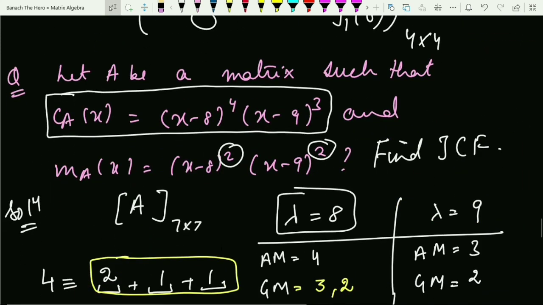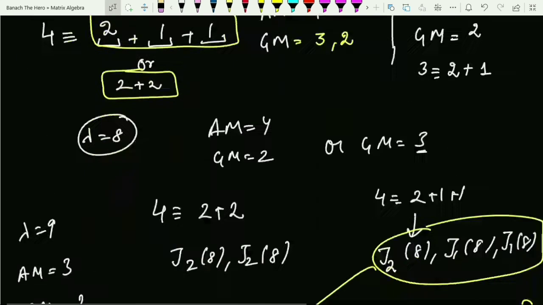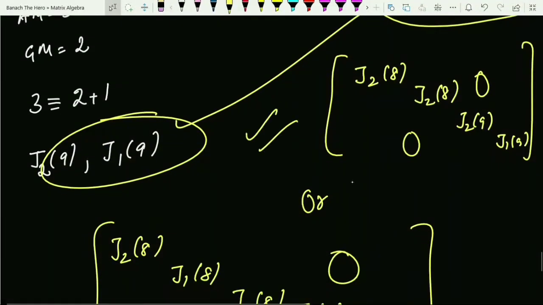Whenever such a question comes in the exam, they will always ask for the possibilities. So we find the possibilities of JCF, because either we can have the first one or the second one. So these are the possibilities.